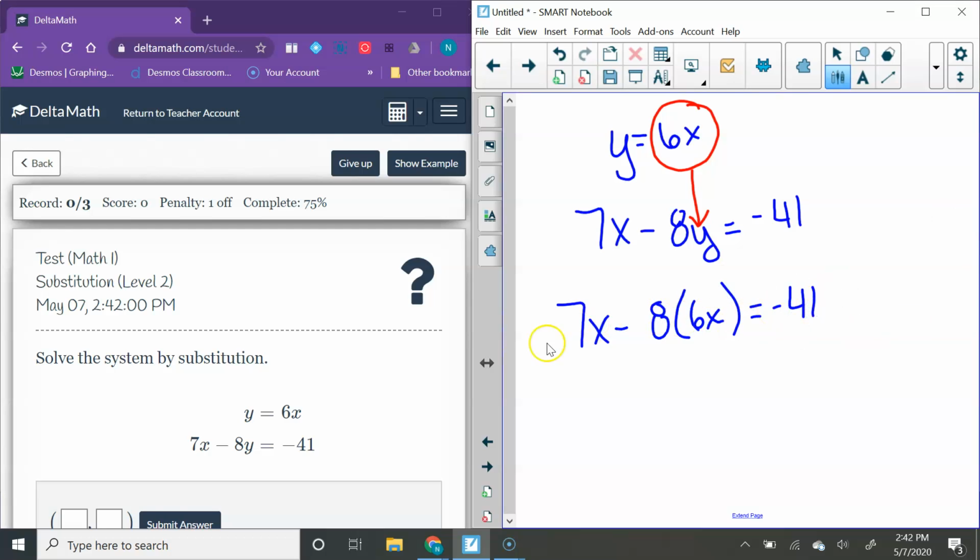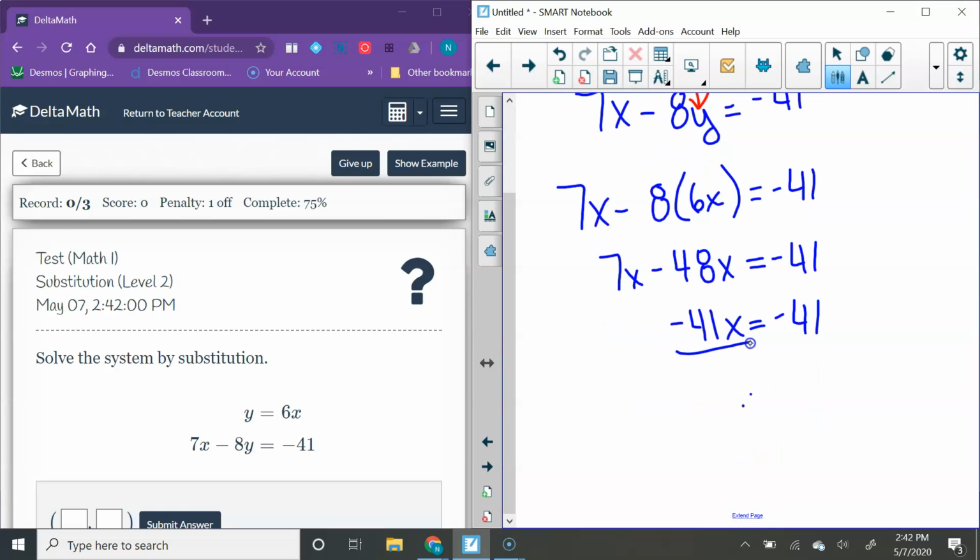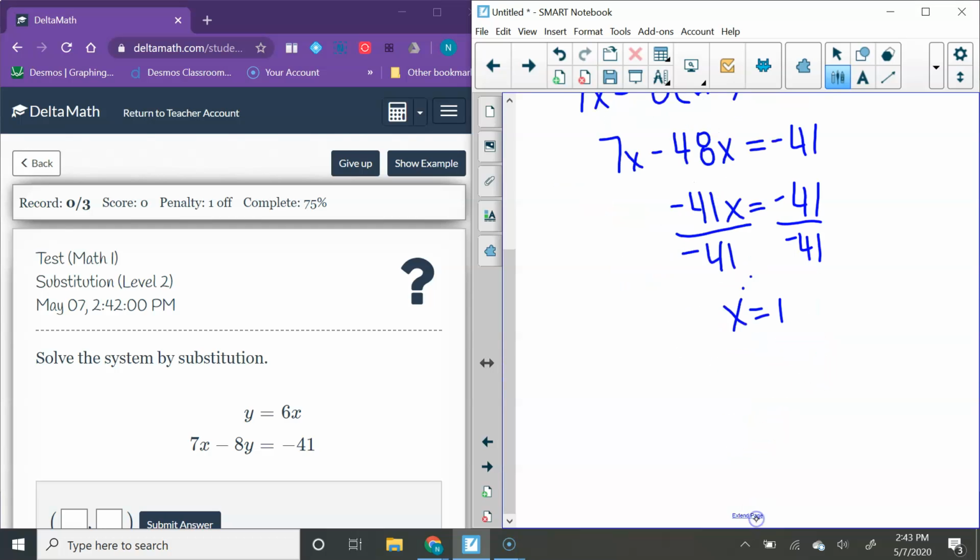And this is good because now we only have x's in this equation. So we've got 7x minus 48x equals negative 41. And 7 minus 48 is going to give us negative 41x, which equals negative 41. So if we divide both sides by negative 41, we will get x equals positive 1.